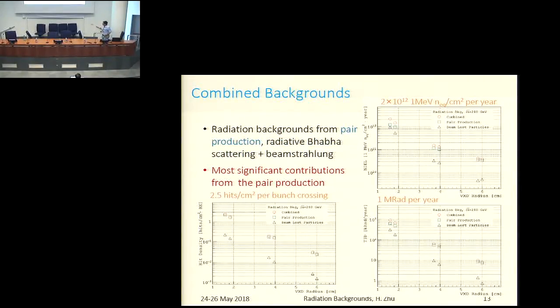And if we combine these two most important backgrounds together and come up with some numbers, it says 2 hits per square centimeter per bunch crossing. This is the hit density for the Higgs operation. And 2 times 10 to the 12th 1 MeV neutron equivalent per square centimeter per year. This is for the NIEL, and the TID is about 1 megarad per year. Then you multiply by the number of operation years to get the total number.